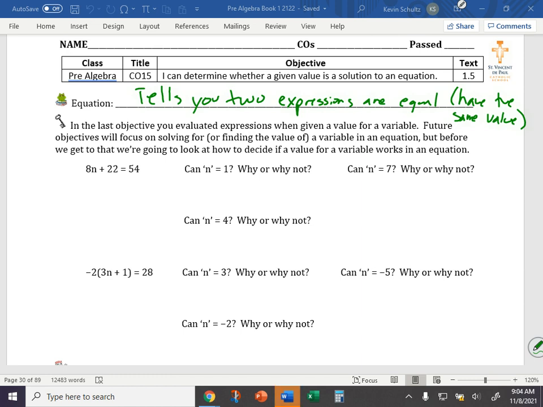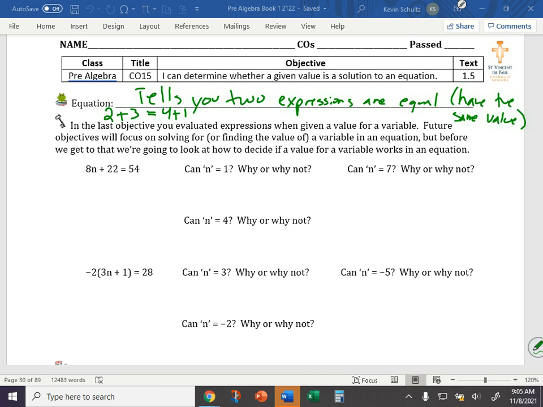For example, here's an expression, 2 plus 3. Here's another expression, 4 plus 1. The equal sign tells us those two expressions have the same value. 2 plus 3 is the same as 4 plus 1. They both equal 5, right? They have the same value. We're so used to the equal sign giving us the answer, but that's not necessarily what it does. The answer to 2 plus 3 isn't 4 plus 1, right? They're saying that those two expressions have the same value, okay?